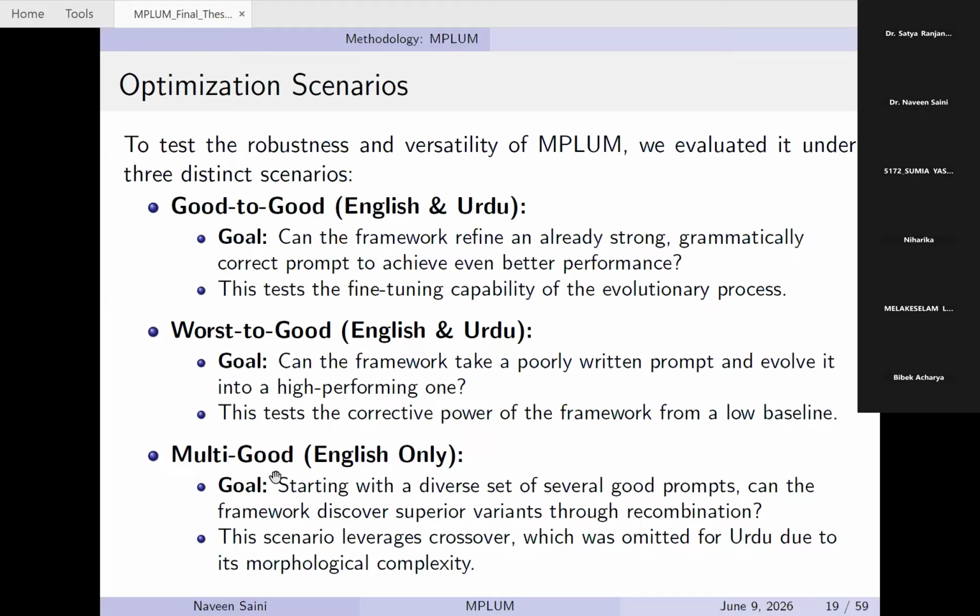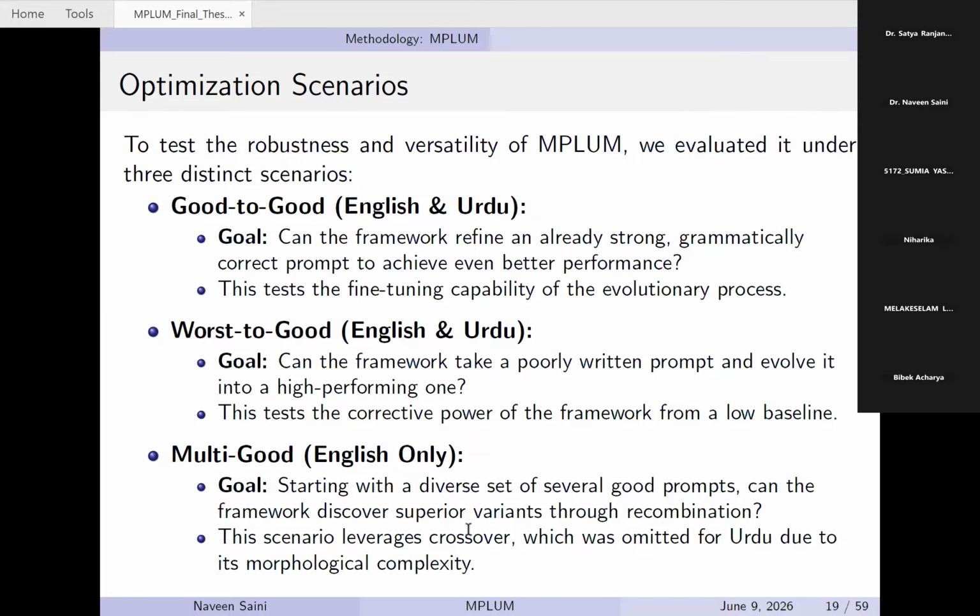And the last one is multi-good. In multi-good, we are doing this with English only, because there is some reason. Here we start with a diverse set of several good prompts. Now the goal is: can the framework discover superior variants through different combinations? We have omitted multi-good from the Urdu language due to its morphological complexity.